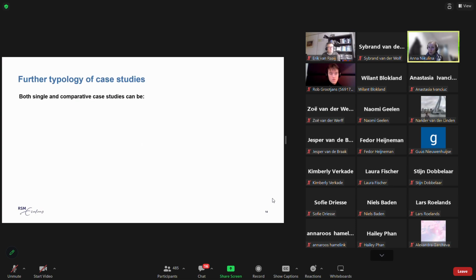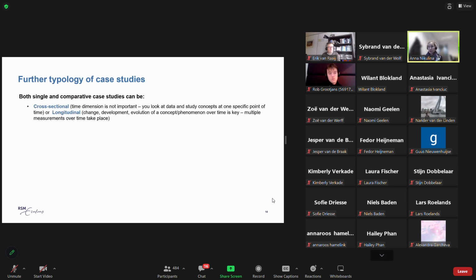To make it a bit more complicated, we said that we do have single and comparative or multiple case studies, and any of these can also be either cross-sectional or longitudinal. Cross-sectional means that you are not really interested in the time component or dimension. You want to study something, but you do not want to study evolution or development over time. You're just interested in finding out how something works. Longitudinal is exactly the opposite. It's really about focusing on how something changed, developed, evolved. So these measurements and change over time are key.